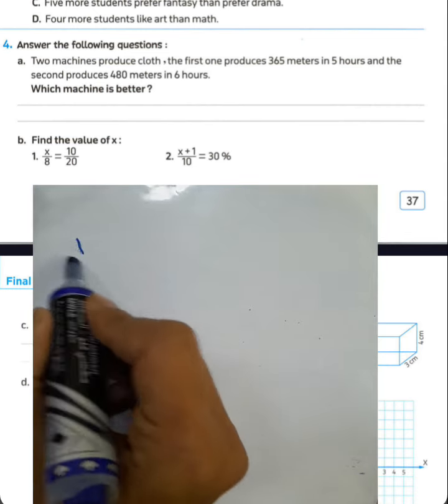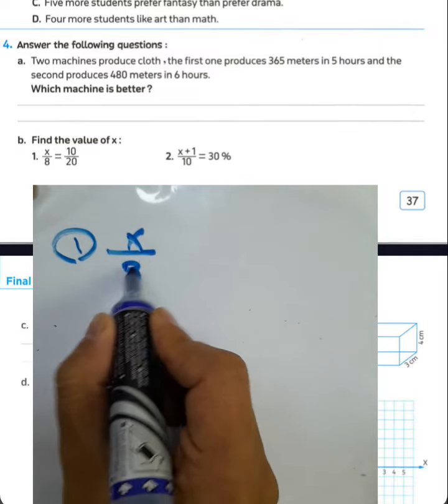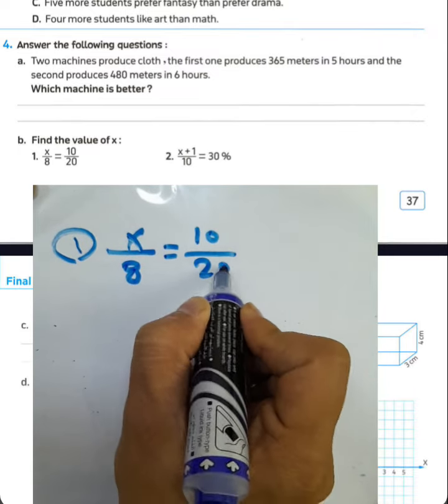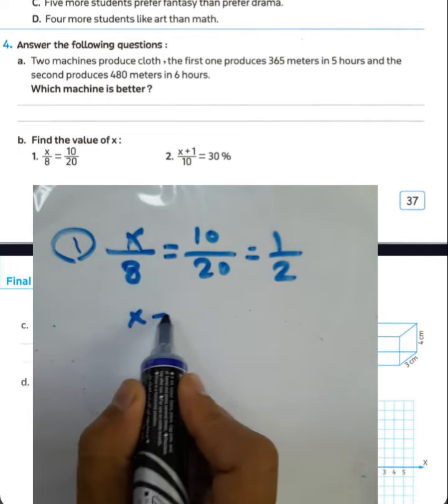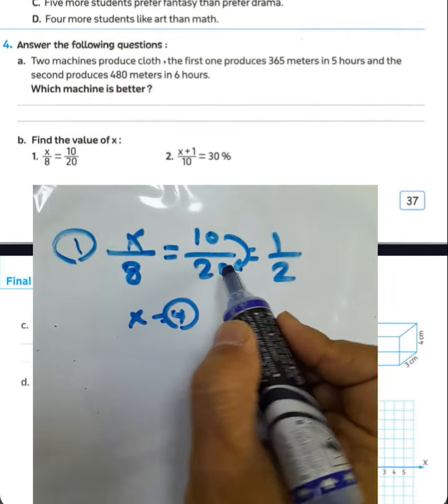Number 1, we have x over 8 equals 10 over 20. 10 over 20 means half. Then x will be 4, because 10 is half of 20, then 4 is half of 8.